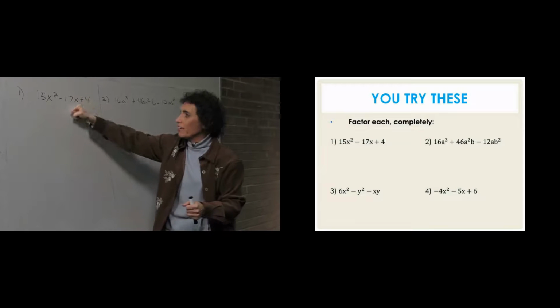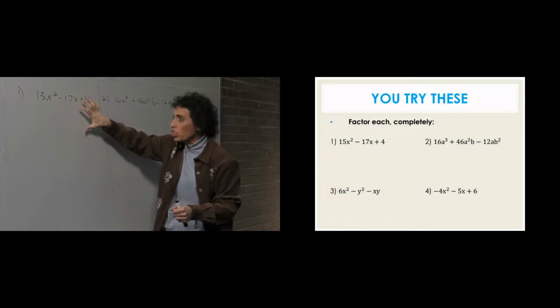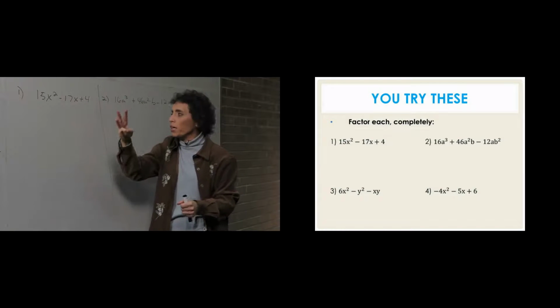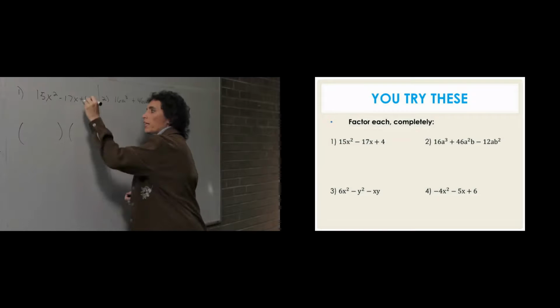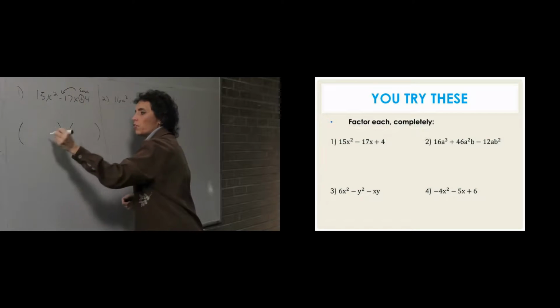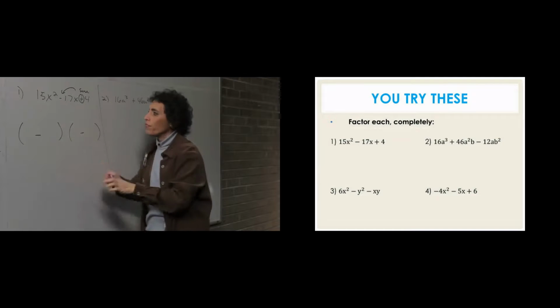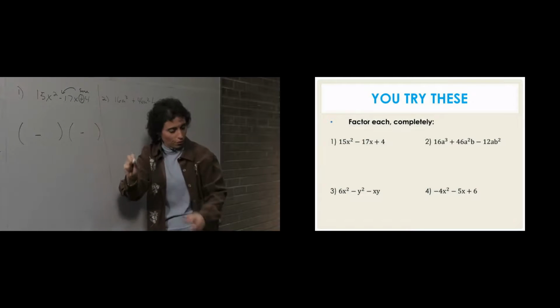15x squared minus 17x plus 4. That is standard form. There's no GCF. Count my terms. There are 3. I make 2 sets of parentheses. Let's talk about the sign. The last sign is positive. It tells me my factors are the same as the middle, so they're both minus. Now I want to factor 15x squared. I want to factor the 4, and I want to pray for that middle term.